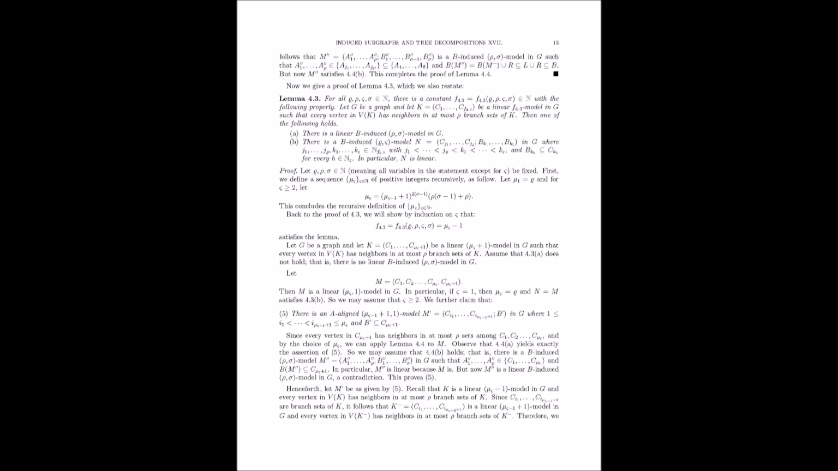Well, to prove Theorem 1.4, they first had to establish a few supporting results, right? Right. One of the key lemmas here is lemma 4.3. Okay. And this lemma aims to show that in graphs with a certain level of connectivity, represented by a large linear model, we can guarantee the existence of a B-induced model.